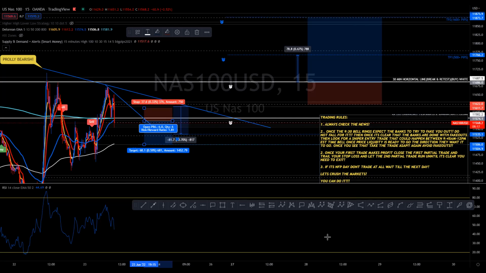But now it's kind of pushing back. So what I'm going to do is I closed with the $4 profit. You need to see it close a little bit more. Now it's pushing down again.